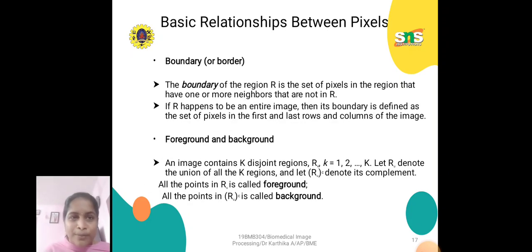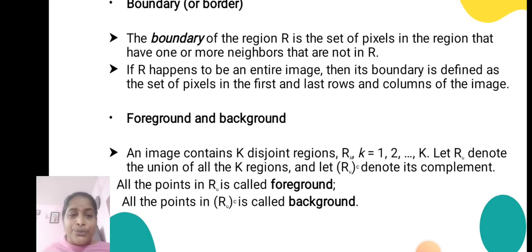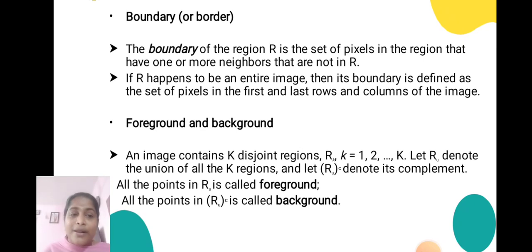And next one is about boundary or border, and foreground and background. The boundary of a region R is the set of pixels in the region that have one or more neighbors that are not in R. All the points in R_U are called foreground. All the points in R_U complement are called background.